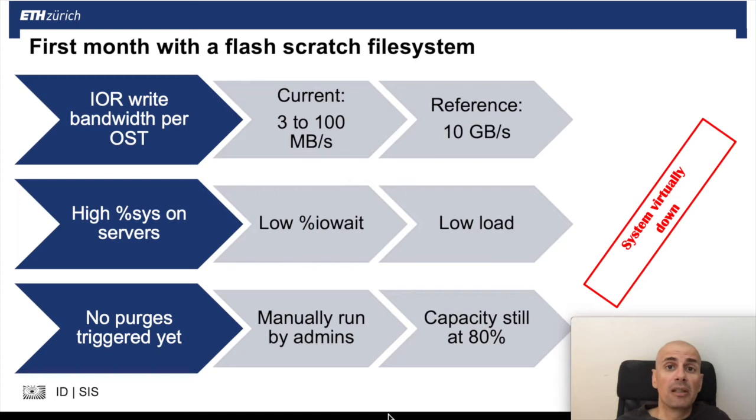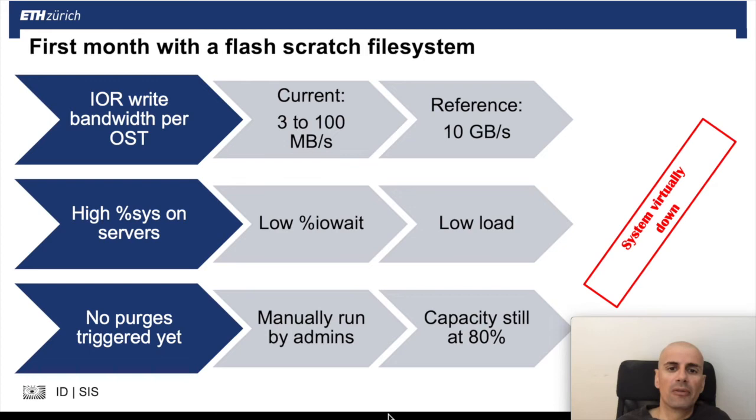And after a month, we still were at 80% capacity on the scratch file system. I mean, we had 20% free capacity, but at the time we thought, well, this remaining 20% could trigger a lot of LDiskFS operations, right? Trying to find new blocks to allocate the new data. But since this is Flash, it should be very fast on a Flash device. As a consequence of all of this, the system was virtually down, because obviously a single task writing to scratch and doing 3 megabytes per second, or even 100 megabytes per second, does not seem like acceptable performance for our users, and we can understand that.